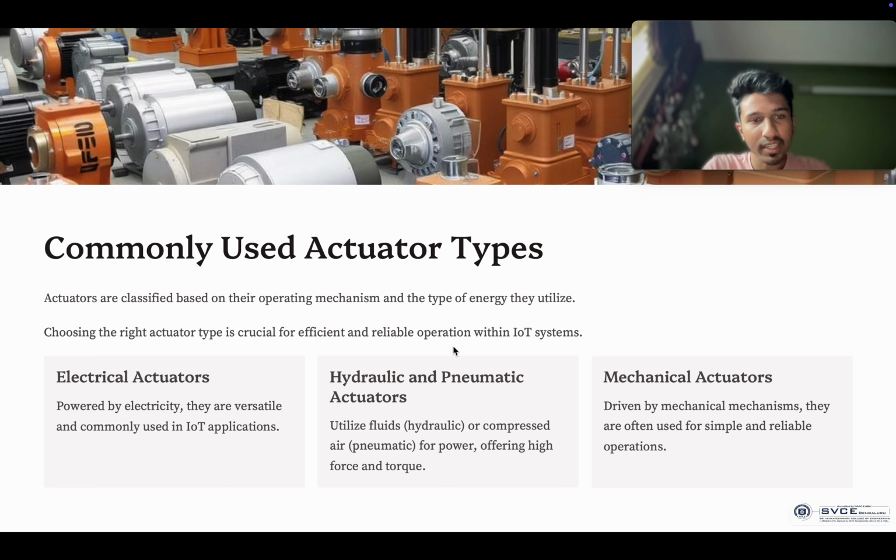Electrical actuators are powered by electricity. They are versatile and commonly used in IoT applications. Hydraulic and pneumatic actuators utilize fluids or compressed air for power, offering high force and torque. Mechanical actuators are driven by mechanical mechanisms. They are often used for simple and reliable operations.